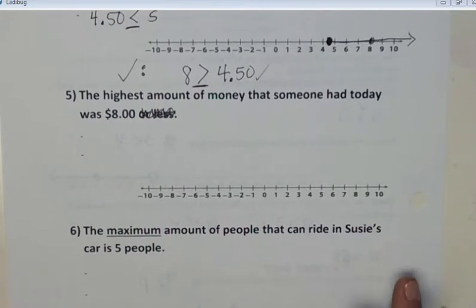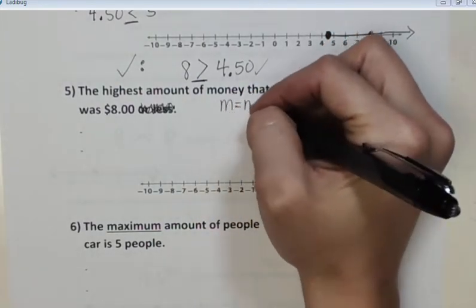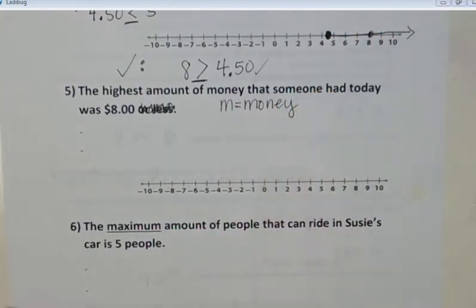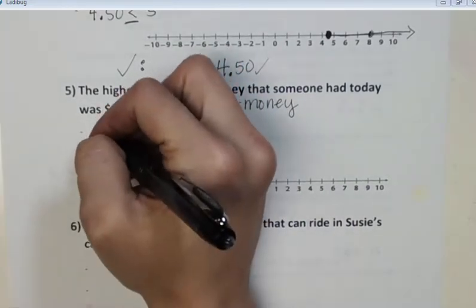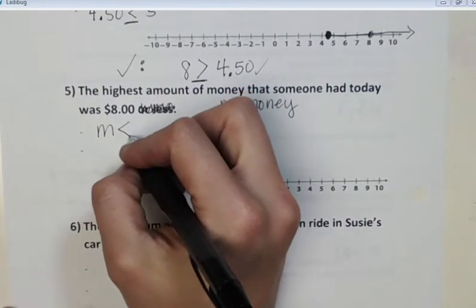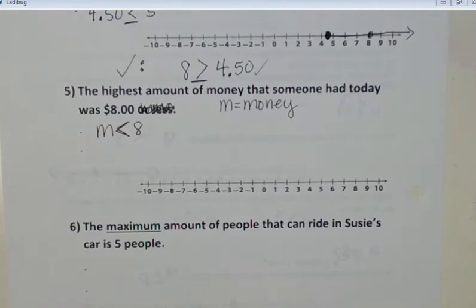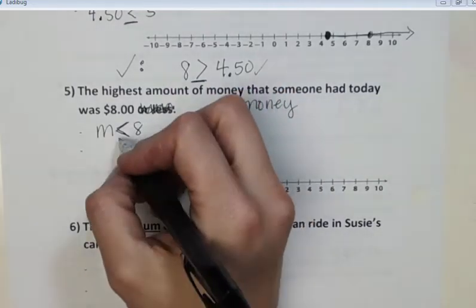Okay, the highest amount of money that someone had today was $8. So you are not going to have anything greater than $8. So let's do M for money. And then, so M, and then let's figure out greater than, or less than, or equal to. So the highest amount somebody had was $8. So everything else is going to be less than $8. And I'm not going to put the 0.00. Now let's decide if it's equal to or not. Alright, and this one could be equal to because somebody might have that $8 amount.